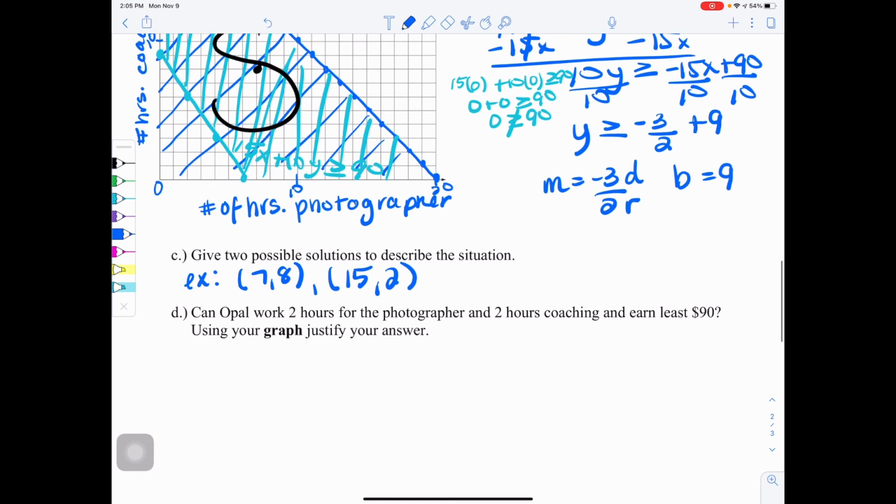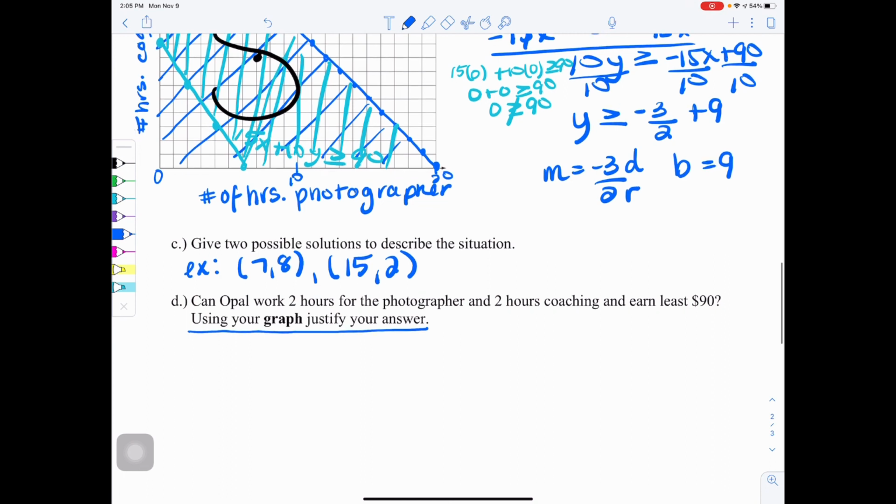In part D, it says, can Opal work 2 hours for the photographer and 2 hours coaching and earn at least $90? Using your graph to justify your answer. Now remember, if it says that, you have to describe using the graph. You're not allowed to use any algebraic reasoning or inequalities to answer that. So 2 hours photographer and 2 hours coaching would be a coordinate of (2, 2). That's right here. It's only in the blue shaded region, not the teal shaded region. It's not in the double shaded region.